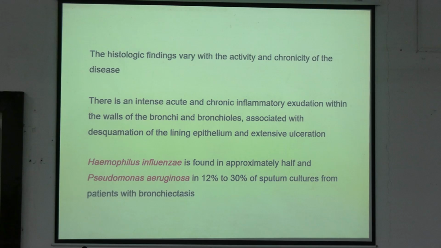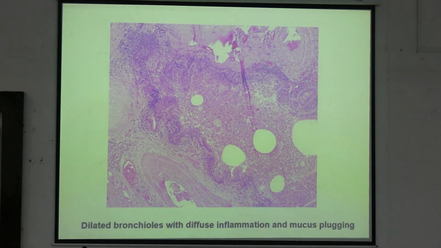The histologic findings vary according to the severity of the disease. There is acute and chronic inflammatory exudate formation, and Haemophilus influenzae is found in almost half of the patients, and Pseudomonas aeruginosa is also found in 12 to 30% of sputum cultures. So Haemophilus influenzae is very important. This is an image where we can see dilated bronchioles with diffuse inflammation and mucus plugging. This is a histological image.